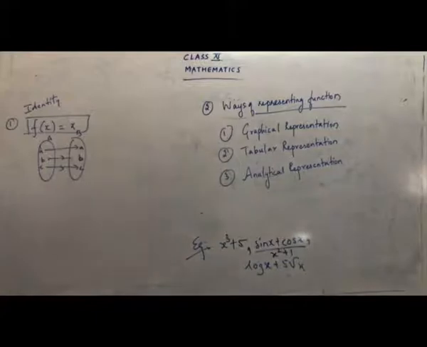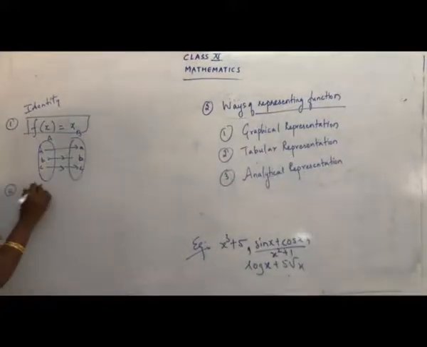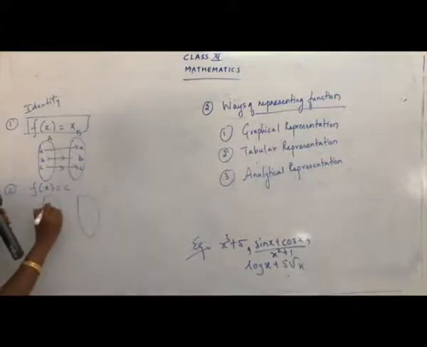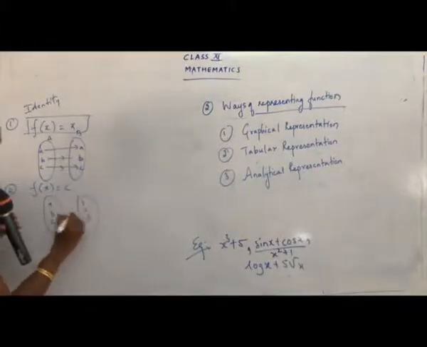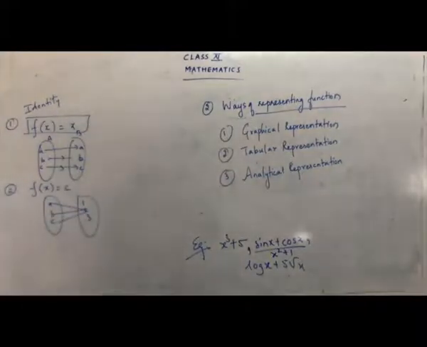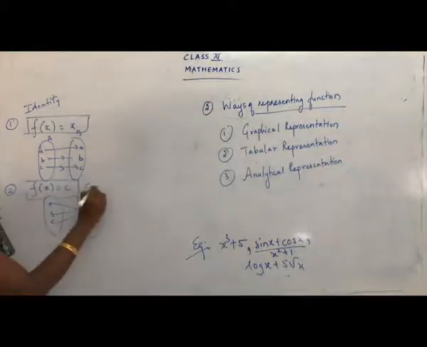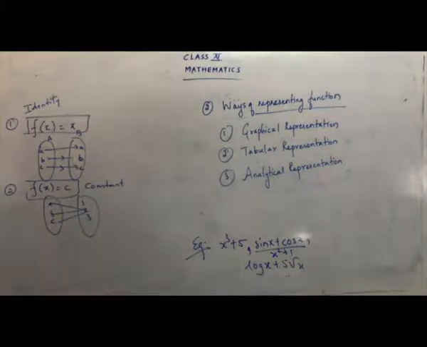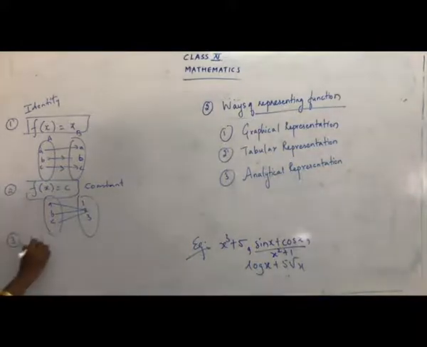And for constant, you may have f of x is equal to c, a constant number. Everything goes to a constant: A, B, C map to 1. So this is a constant function. F of x is equal to c implies it is a constant function. If you have f of x is equal to 0, you call it a zero function.